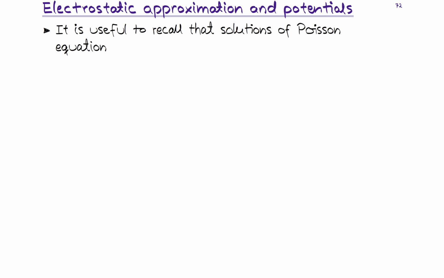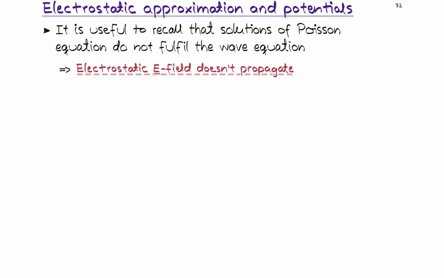But in the framework of this course, we should remember that the solution of the Poisson equation, the scalar potential we get out and the subsequently calculated electric field, does not fulfill the wave equation. And what that means physically is that the electrostatic E field does not propagate. It is a static electric field, and it doesn't correspond to light. It's not propagating electromagnetic radiation.